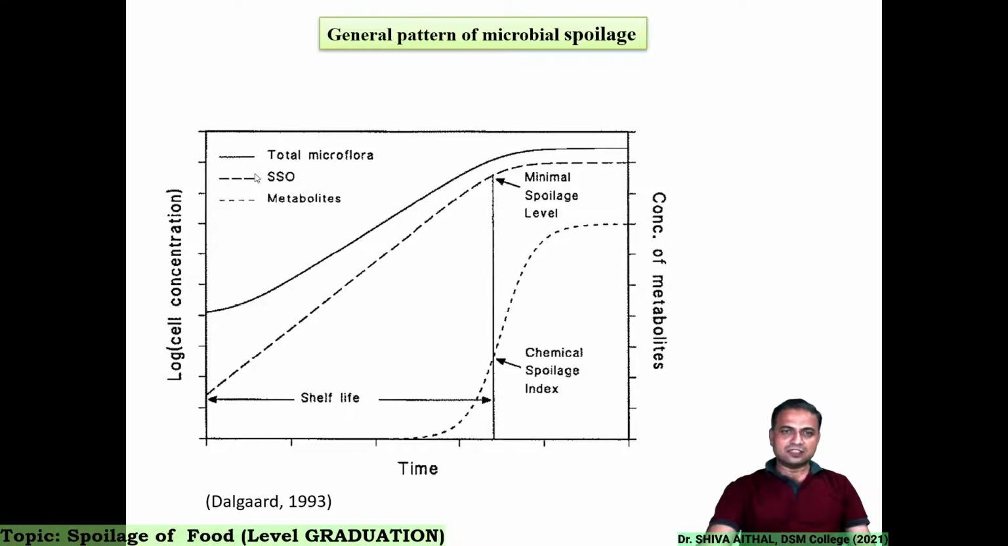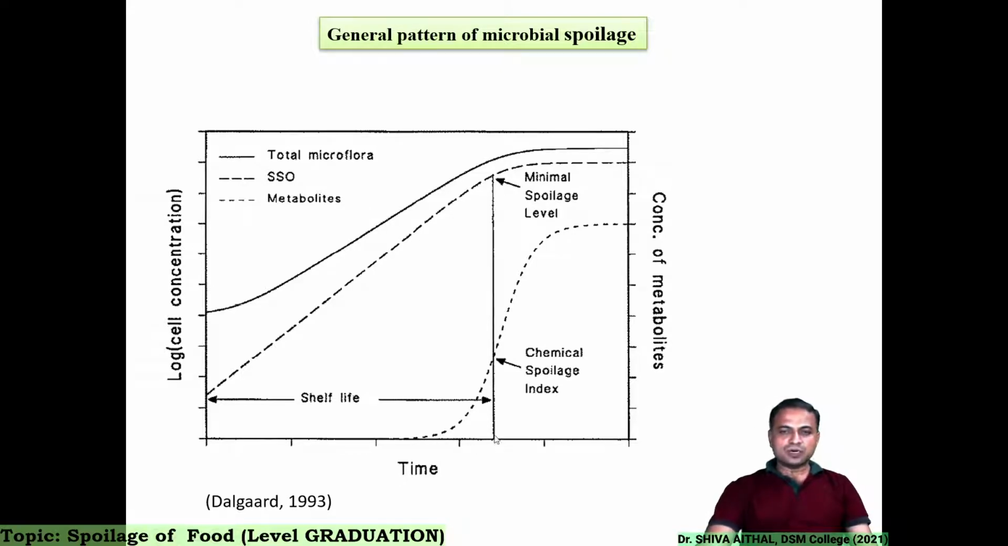A general pattern of the microbial spoilage, here you can see three lines. The straight line is total microflora, the big dotted lines are the changes with respect to the shelf life, and small dotted lines are metabolites. We just concentrate on the total microflora, that is the log number of cells with respect to time. The shelf life, if you see, goes on decreasing with time. There is a particular shelf life from 0 to, say, 2 months, 3 months, that is the expiry date of the food.